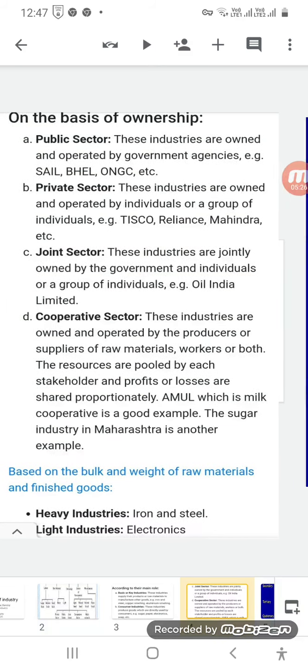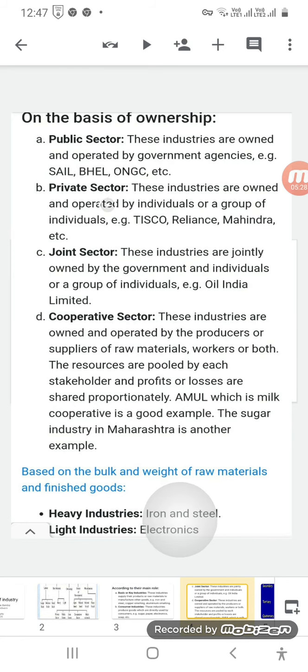And then we have private sector industries. Here the owner is an individual or a group of individuals, like we have Tisco, Reliance, Mahindra, etc.